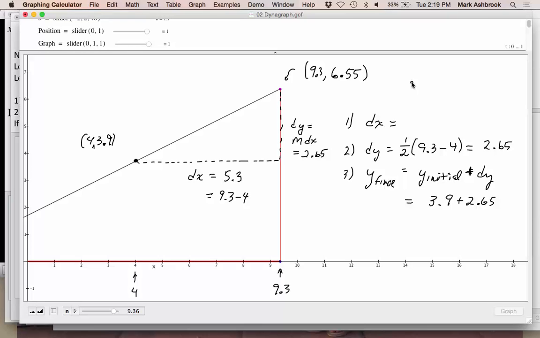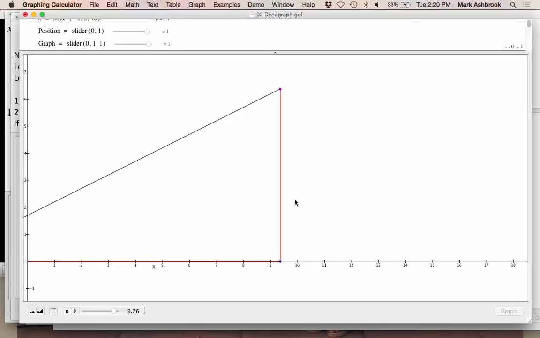Okay, so we just found two more correspondence points. But now I want to find every correspondence point, and I don't want to do it one at a time. How can I do that? We had our initial point there. We could choose any initial point, 4, 3.9. And now I want to find every correspondence point on this line.